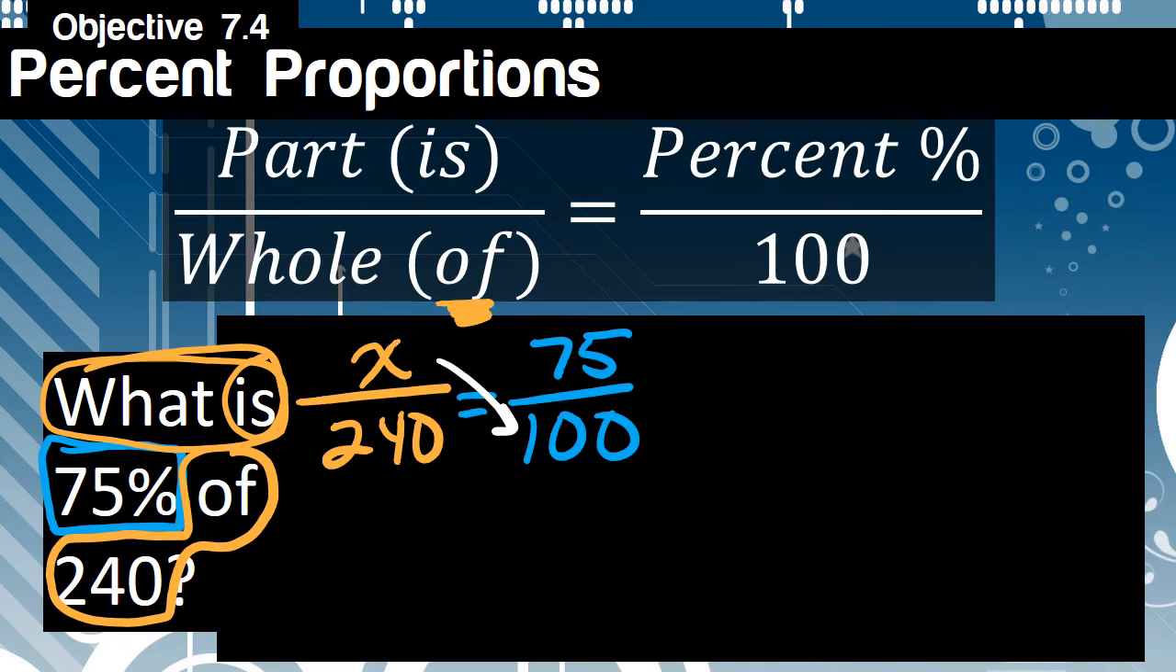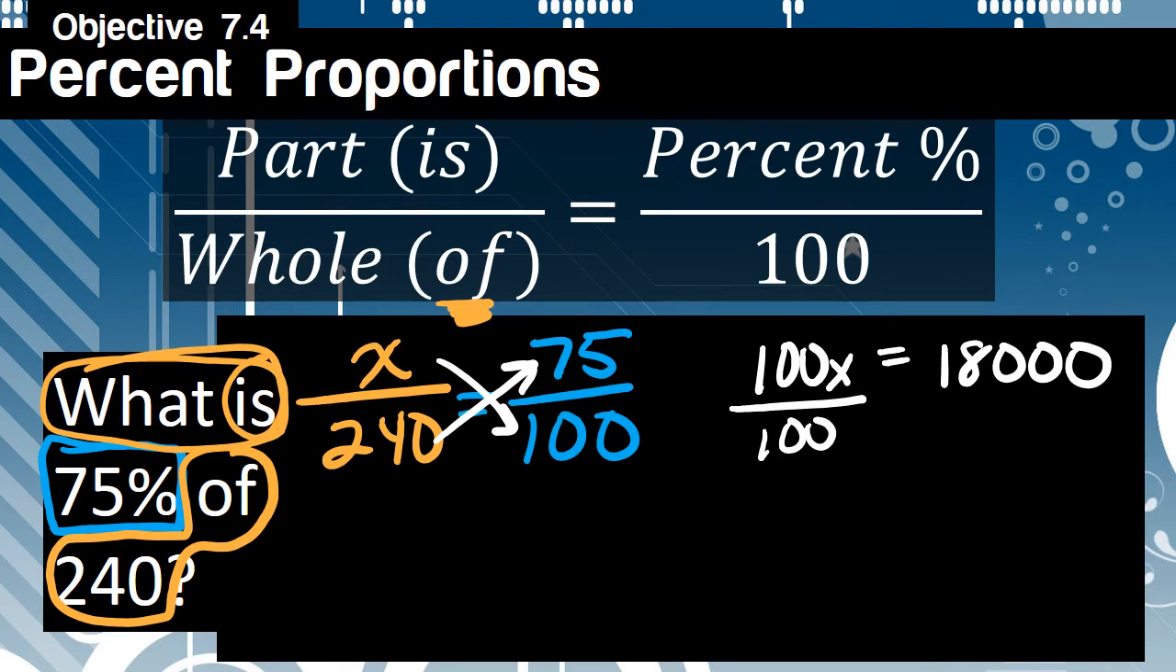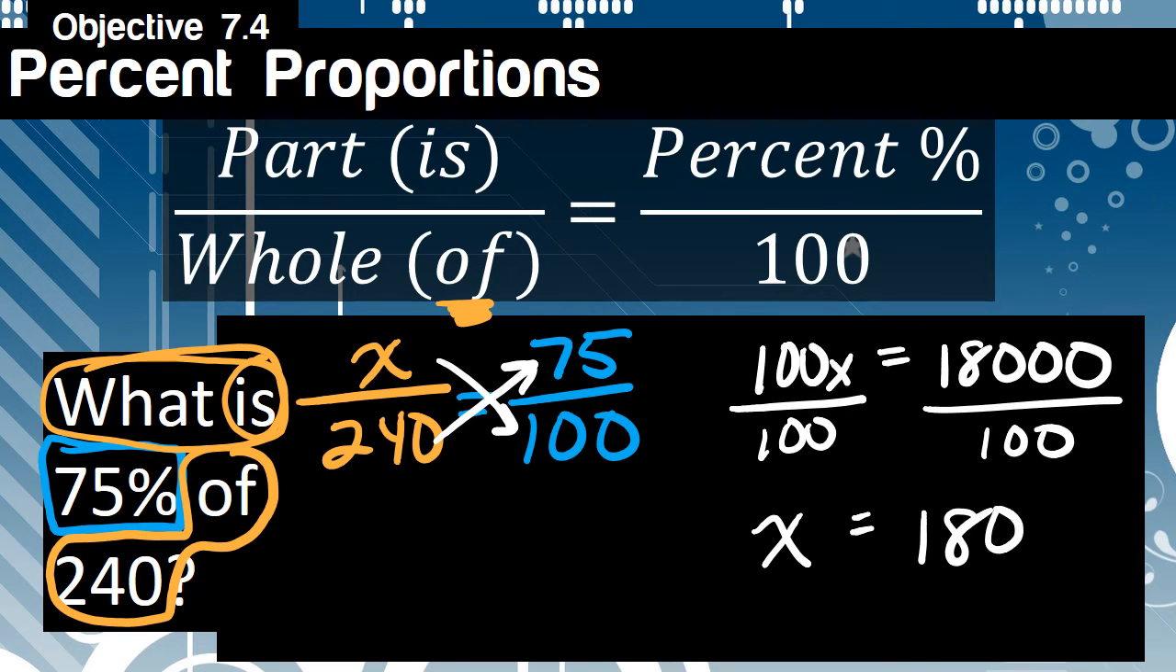Let's go ahead and find the cross product. So we have 100x is going to be equal to 240 times 75. That's going to equal 18,000. And then we're going to divide both sides by 100. So we get x being equal to 180. So we can say 180 is 75% of 240.